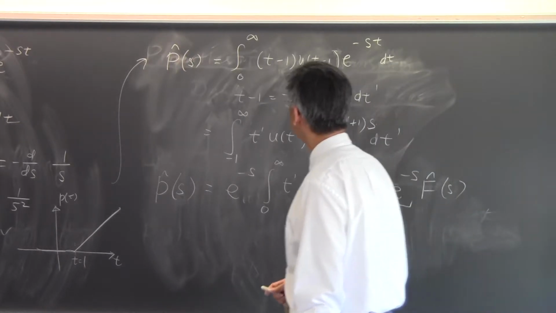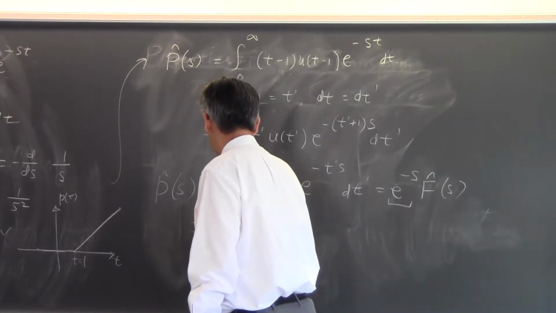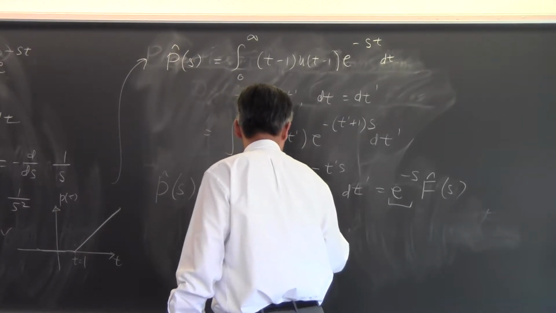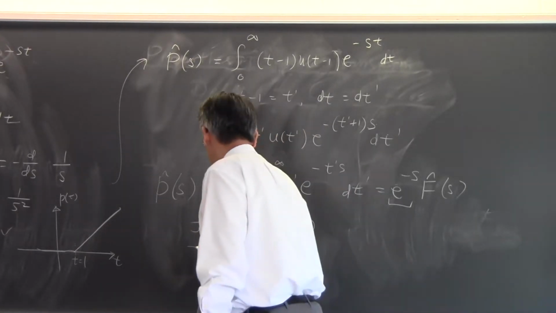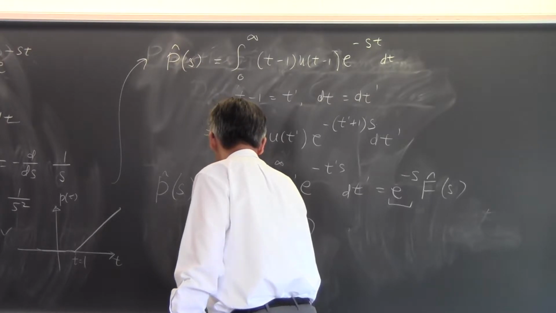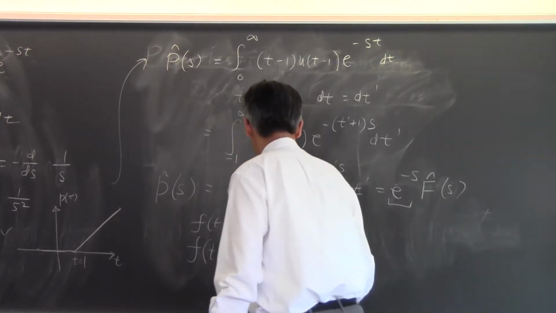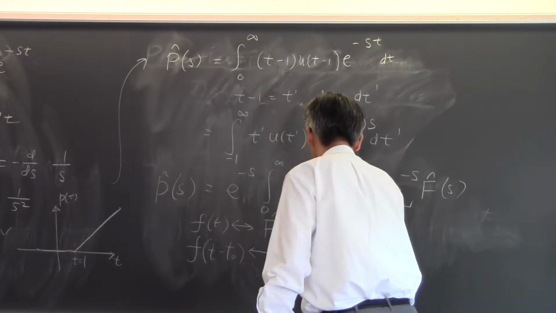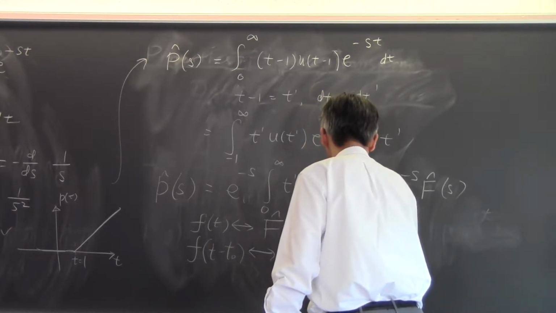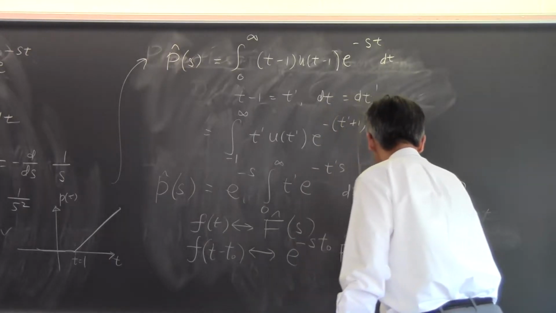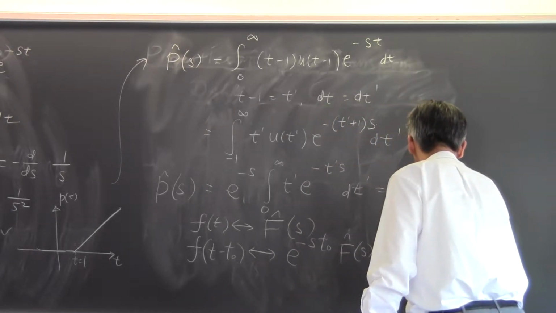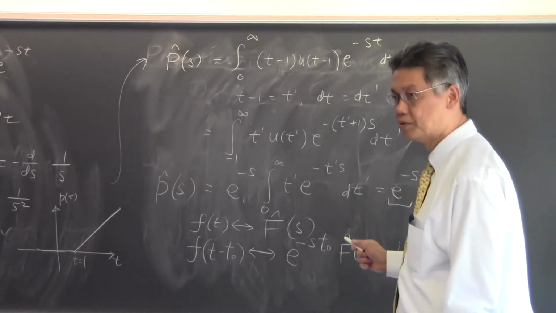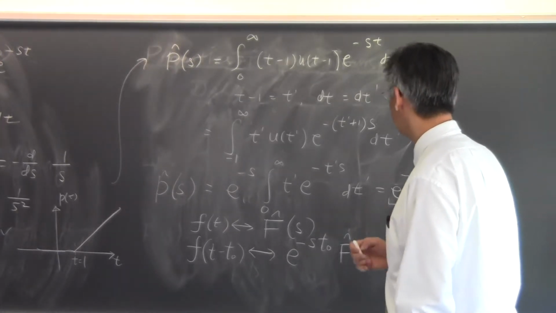Okay, in general, if f(t) Laplace transforms to f hat, then f(t minus t0) Laplace transforms to e to the minus s t0 f hat of s, if t0 is larger than 0. Okay, this fact is only true when t0 is larger than 0.